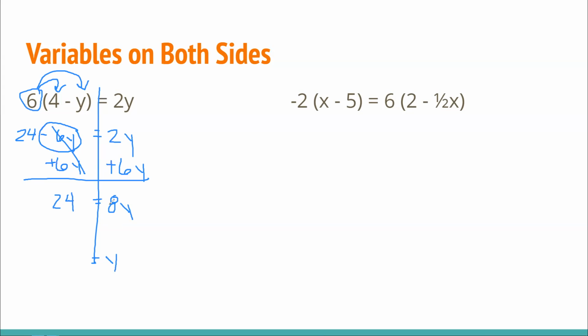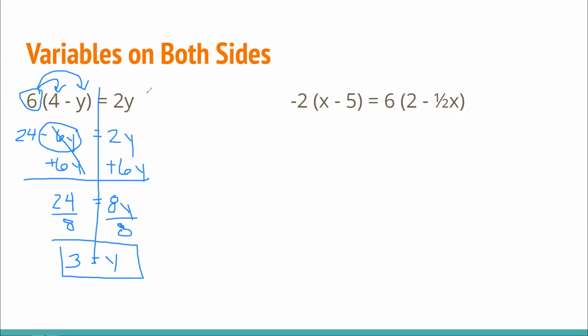And so I see multiplication happening there. I've got to do the opposite, which is going to be division. And so I'm dividing by 8 on both sides. 24 divided by 8 gives me a 3. So I know that y equals 3.